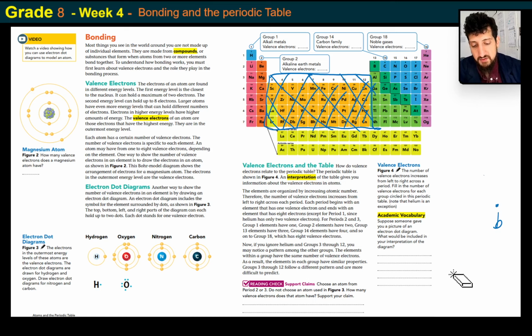Okay, let me see if I understood this right then. So everything in group 2 will have how many dots? 2 dots. Magnesium, 2 dots. Calcium, it's in group 2, 2 dots. That means it has 2 valence electrons, 2 electrons it wants to get rid of. Metals want to get rid of electrons. Non-metals want to gain electrons. So it's as simple as that, right?